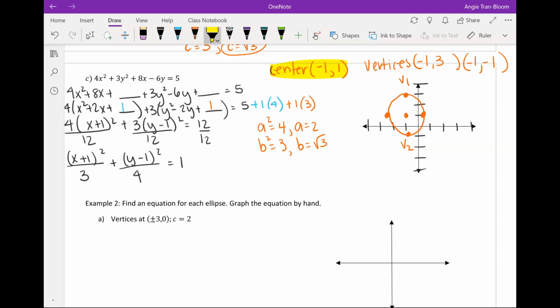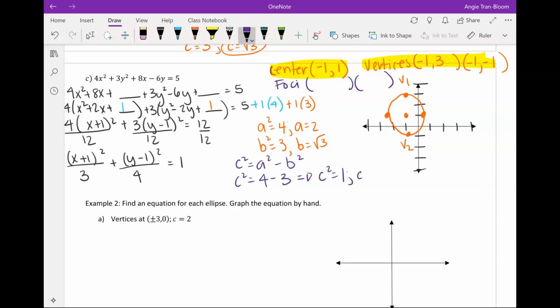I'm missing one more. Last piece of information. What's missing? Foci. What do we need? C squared. All right, c squared equals a squared minus b squared. So c squared, what's a squared? 4. What's b squared? 3. Ooh, I like this. C squared is 1. That means c is 1. Beautiful. So that means I'm going to go up exactly 1 and down exactly 1.